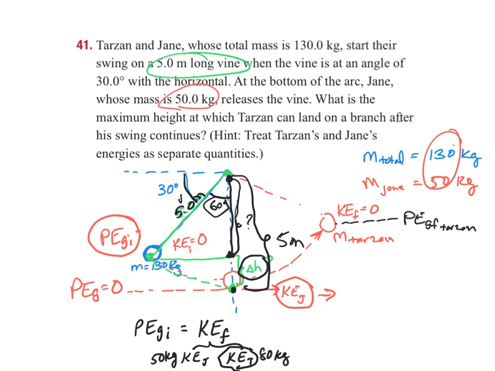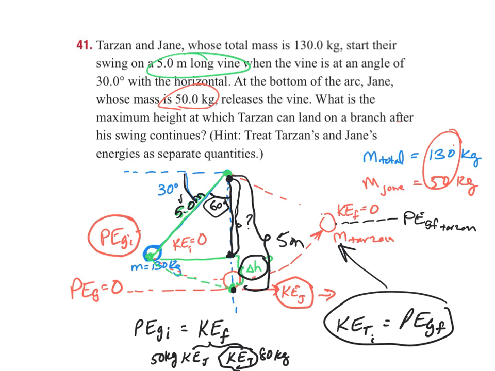So the second half of the problem is taking Tarzan's kinetic energy at the bottom and converting all of that into gravitational potential energy at the top of the swing right here. So this is the second part of the problem, but you need to figure out Tarzan's kinetic energy at the bottom of the swing right there. Okay, I hope that helps you to understand how to approach number 41.